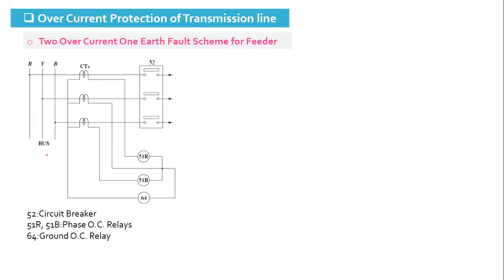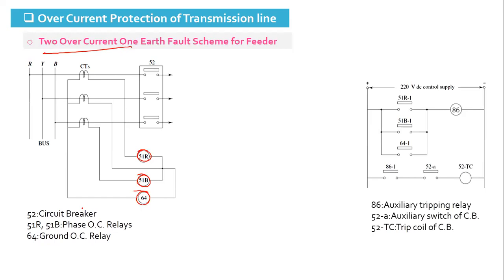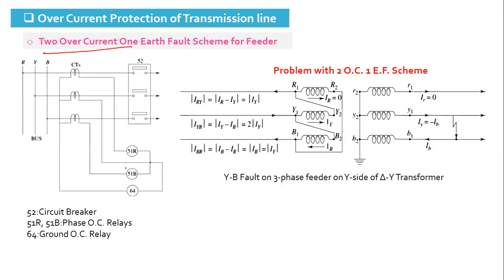Then the two overcurrent one earth fault scheme, in which we put two phase relays in two of the lines and one ground relay in the residual circuit, and it will protect against all types of fault. And you can see the control logic is connected in parallel. So any phase or ground relay, when it operates depending upon the fault, will energize the auxiliary relay and it will trip the breaker.